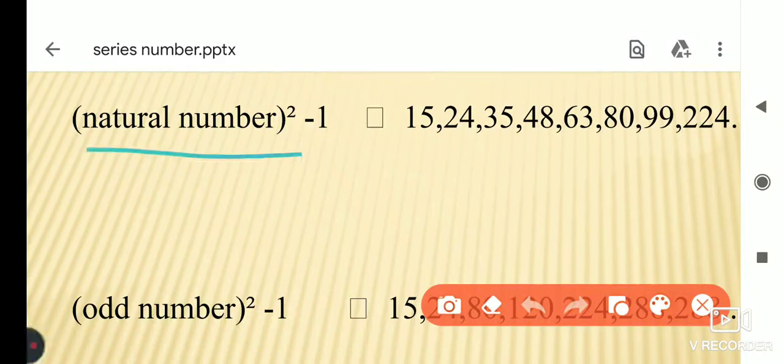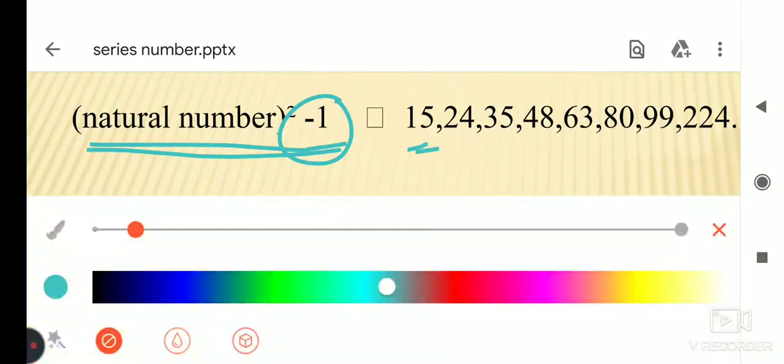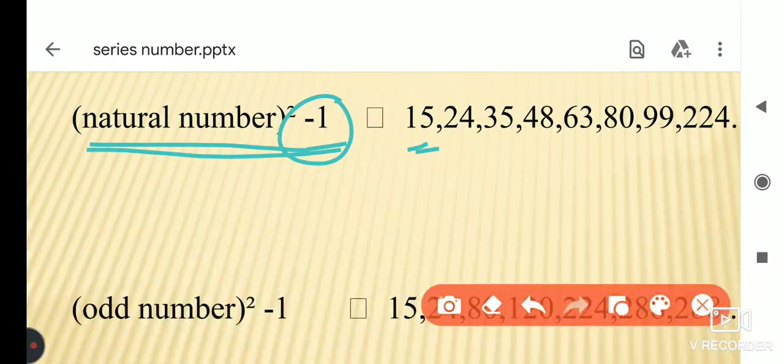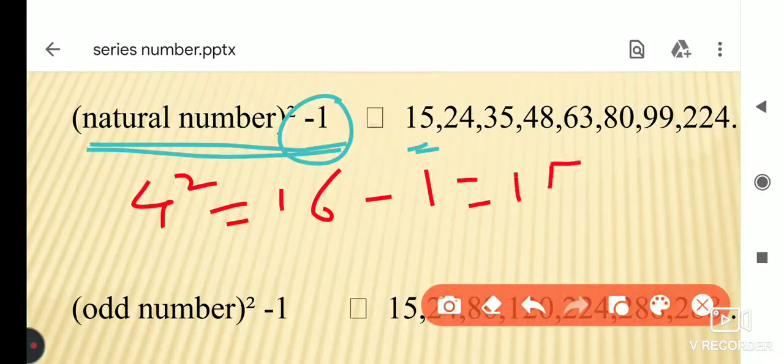the pattern is natural number square minus 1. So here is the minus 1 pattern. Okay, the natural number, here the first number is 15. Okay, so it is a minus 1 number, 15. So if we add 1 to 15, that is 16. Okay, so 16 is the square of 4. So 4 square is 16 minus 1, we get the answer, that is 15.